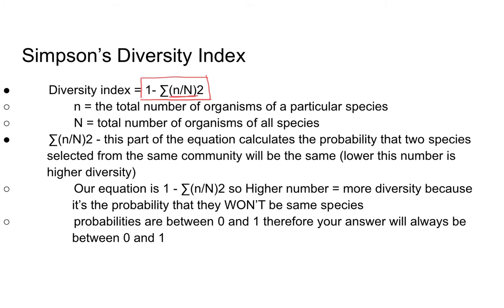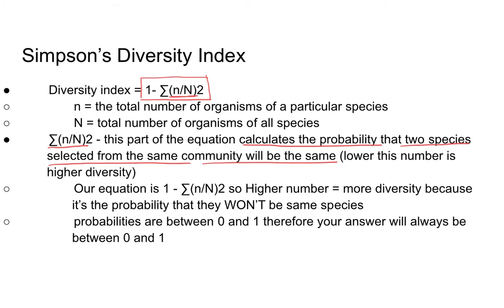Now, this part of our equation, the summation times 2, is going to calculate the probability that 2 species selected from the same community will be the same. They'll be part of the same group.